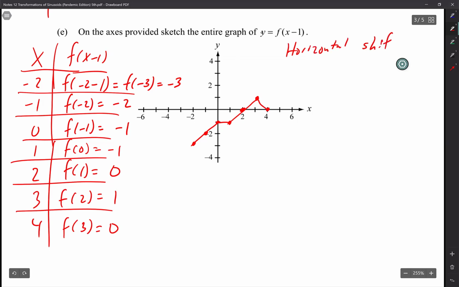It moved to the right. A horizontal shift to the right by 1 unit. Perfect. Oh, Chop, I'm a little confused on where you're getting the numbers for the y values.